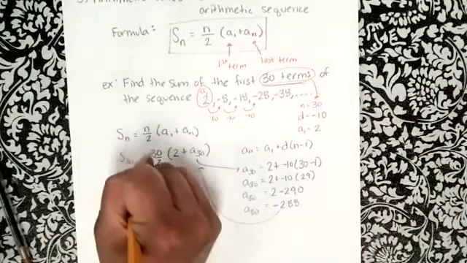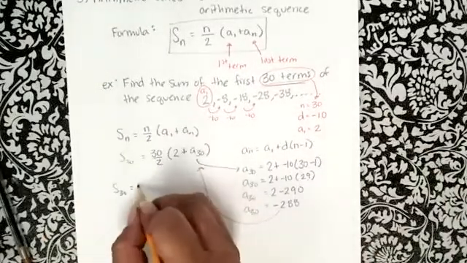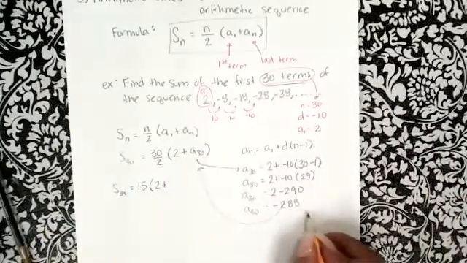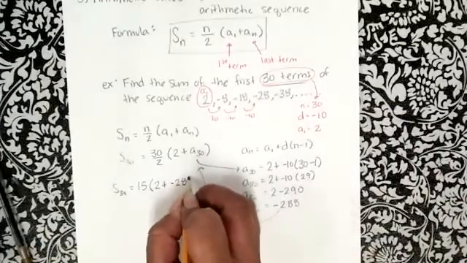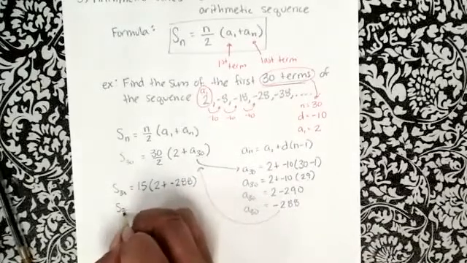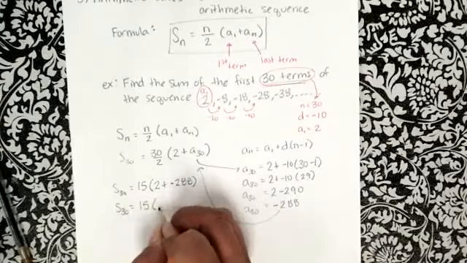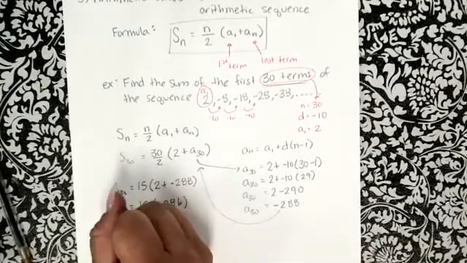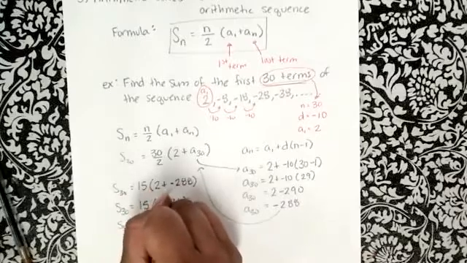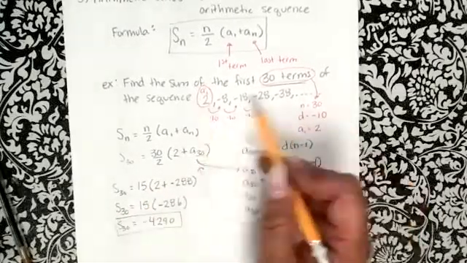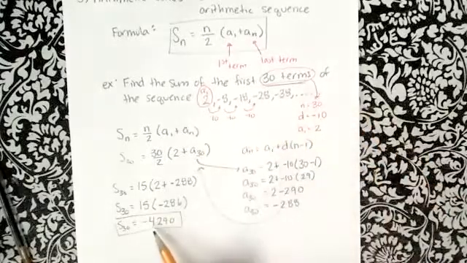So I have S of 30 equals 30 divided by 2, which is 15, times 2 plus, now a30, I found that to be negative 288. Order of operations says do parentheses first. So that is a negative 286. And then 15 times negative 286 is negative 4,290. So if you add the first 30 terms of this sequence, you are going to end up with negative 4,290.